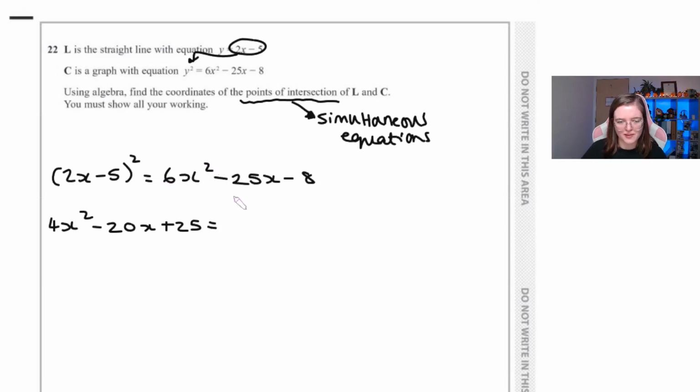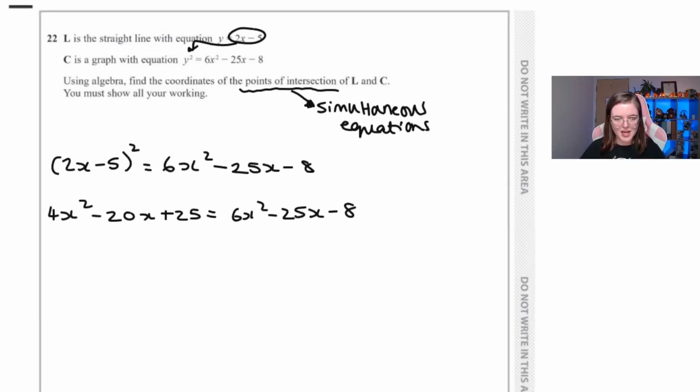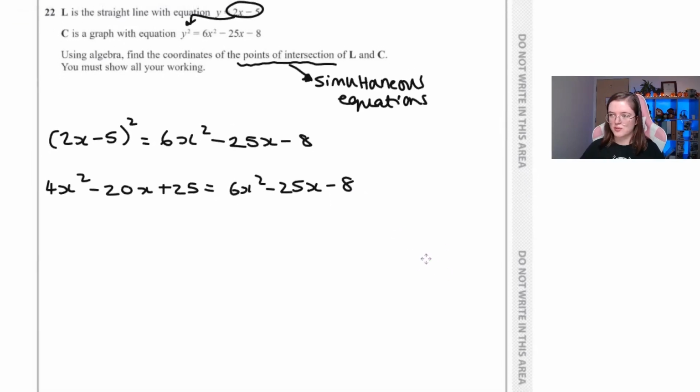And then I'm going to leave this as it is, actually, 6x squared minus 25x minus 8. And then what I'm going to do is I'm going to simplify this. So I'm going to bring all of this over there. Because it's looking a bit quadratic-y, right? You've got an x squared, you've got an x, you've got a number. So I want to make one side equal to 0 so I can factorize it, or I can use the formula. So I'm going to make this side equal to 0 because this has the lowest number of x squareds.